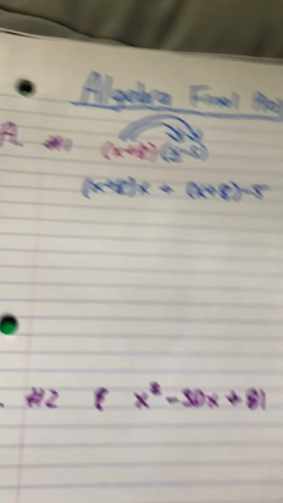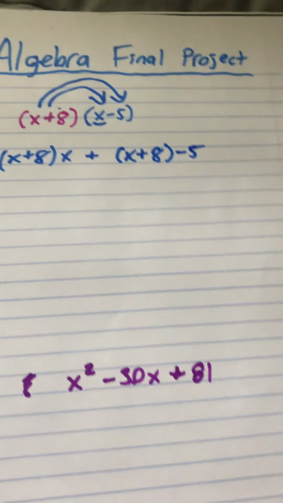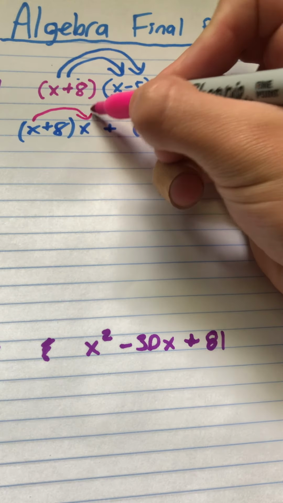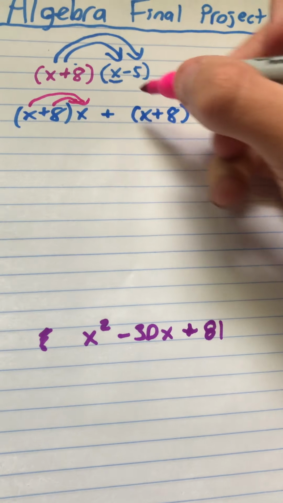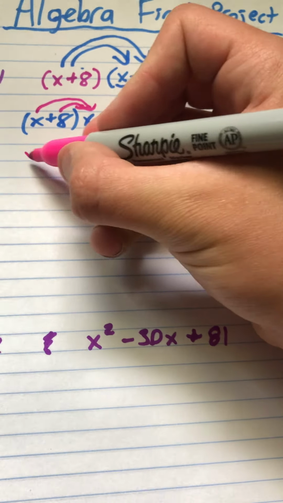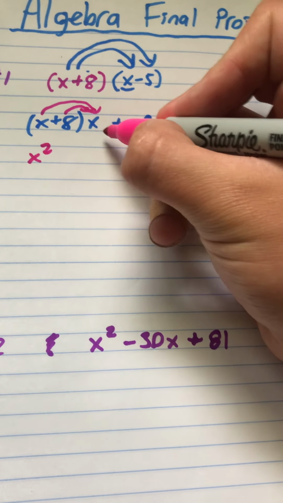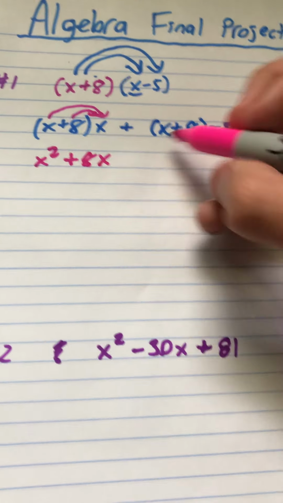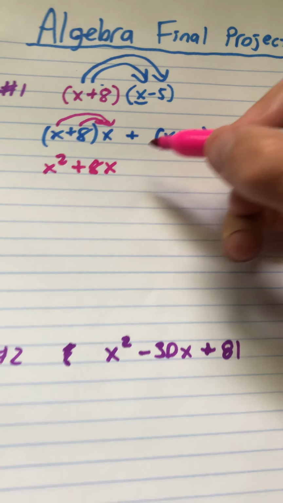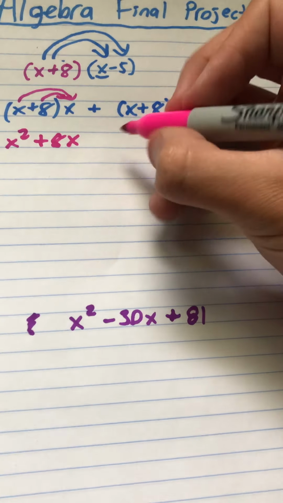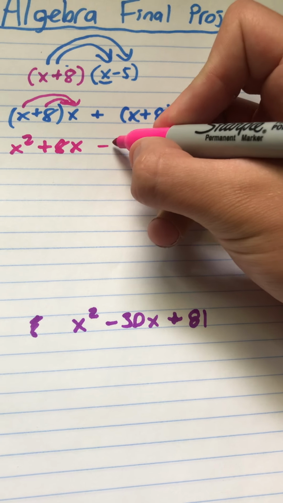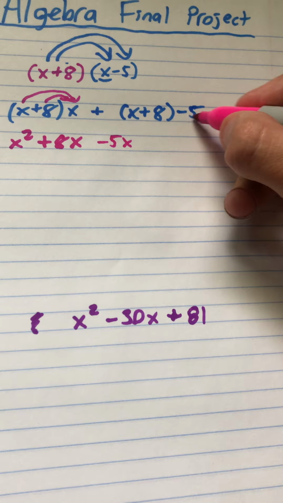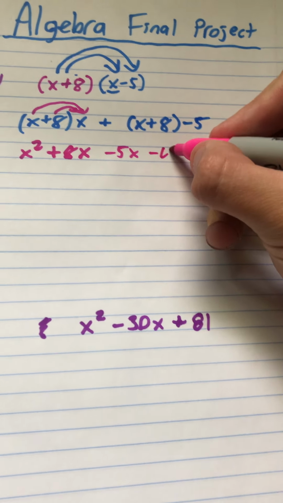Let me switch colors here. So the x goes to the x, and then the 8 to the x. And x times x is x squared, and then 8 times x is 8x. And then moving over to this side, we're doing the same thing. x times negative 5 is negative 5x, so 8x minus 5x. And then 8 times negative 5 is negative 40, so minus 40.